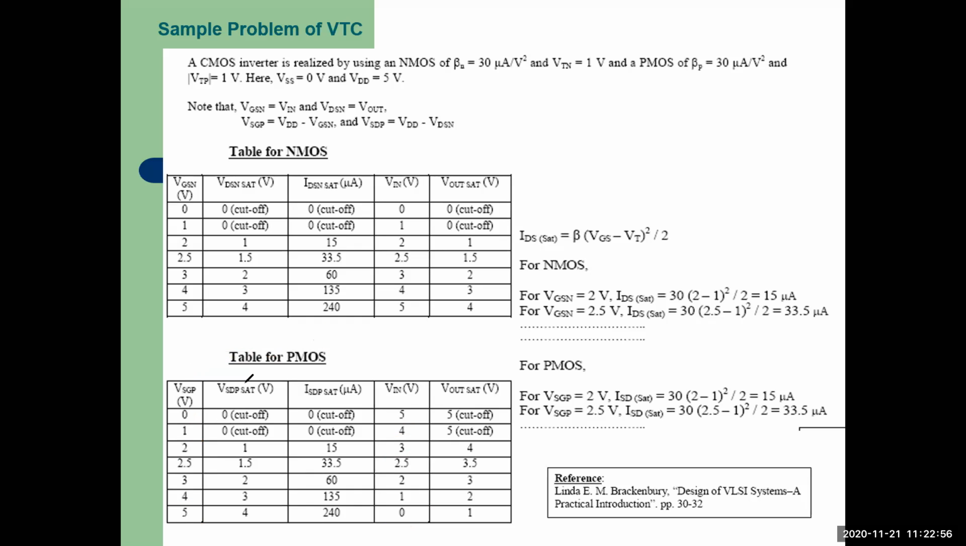Similarly, next one. Now this one will go there, but after being deducted from 5. 5 minus 0 is equal to 5. 5 minus 1 is 4. 5 minus 1.5 is 3.5. 5 minus 2 is equal to 3. 5 minus 3 is equal to 2. 5 minus 4 is equal to 1. Understood? Yes, sir. So our tables are completed.